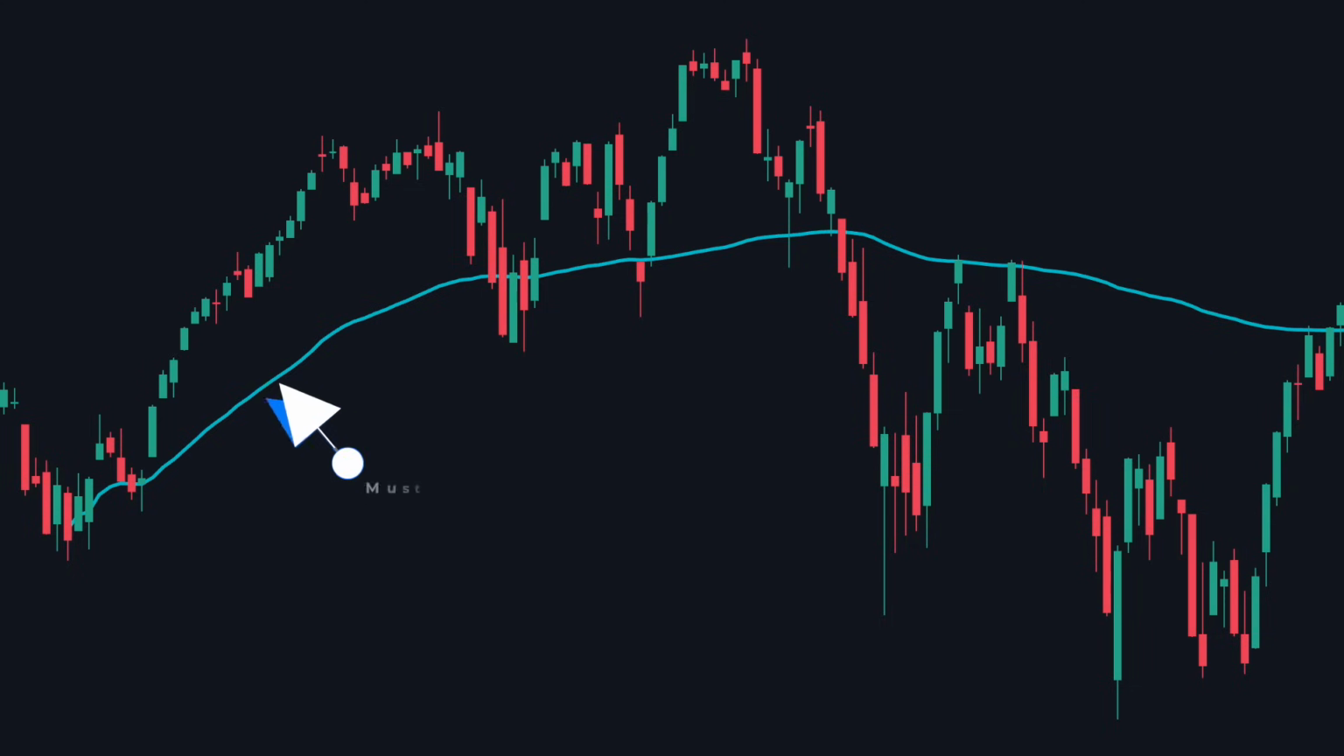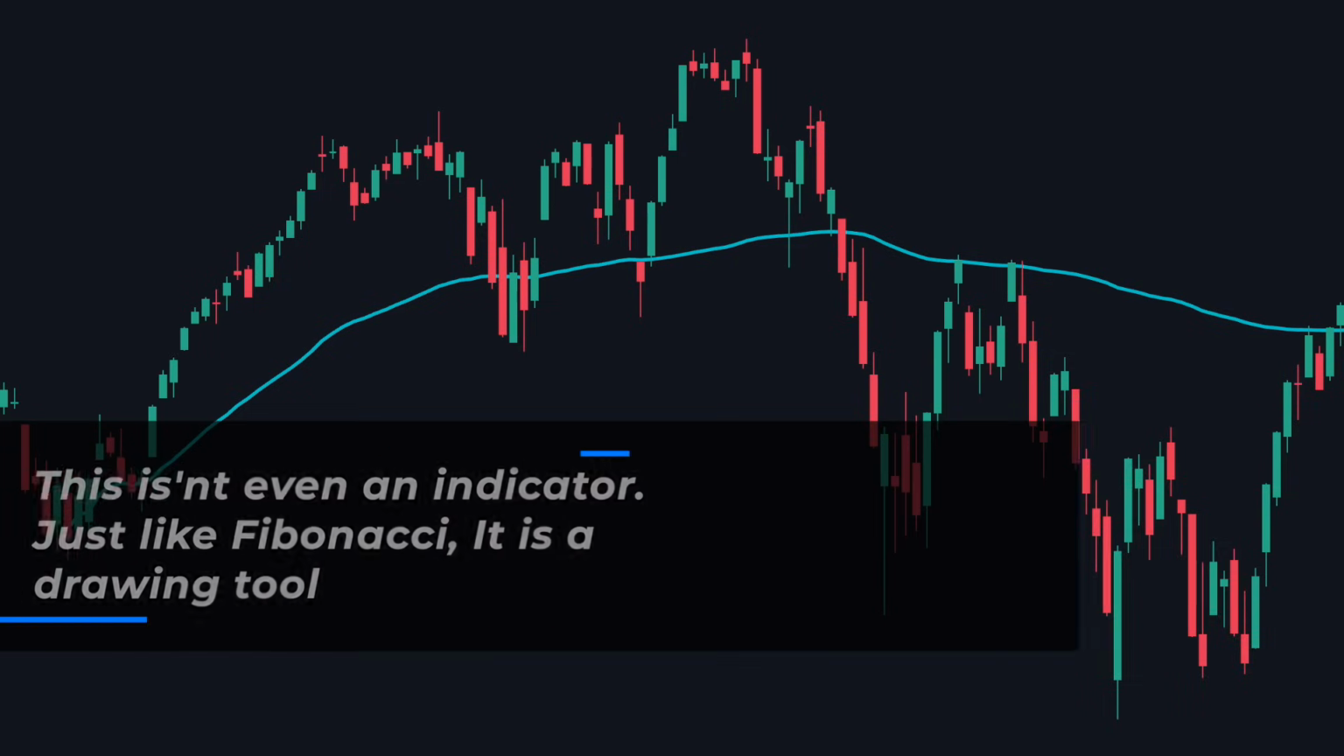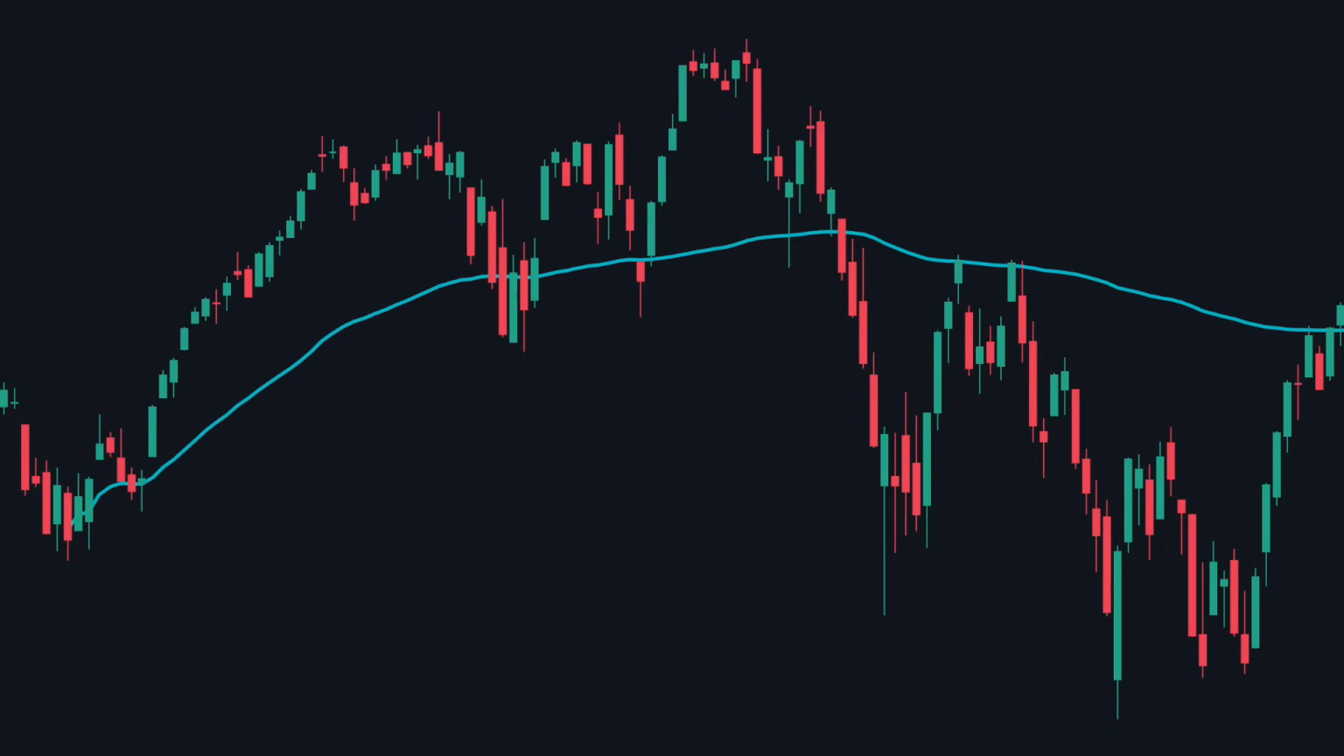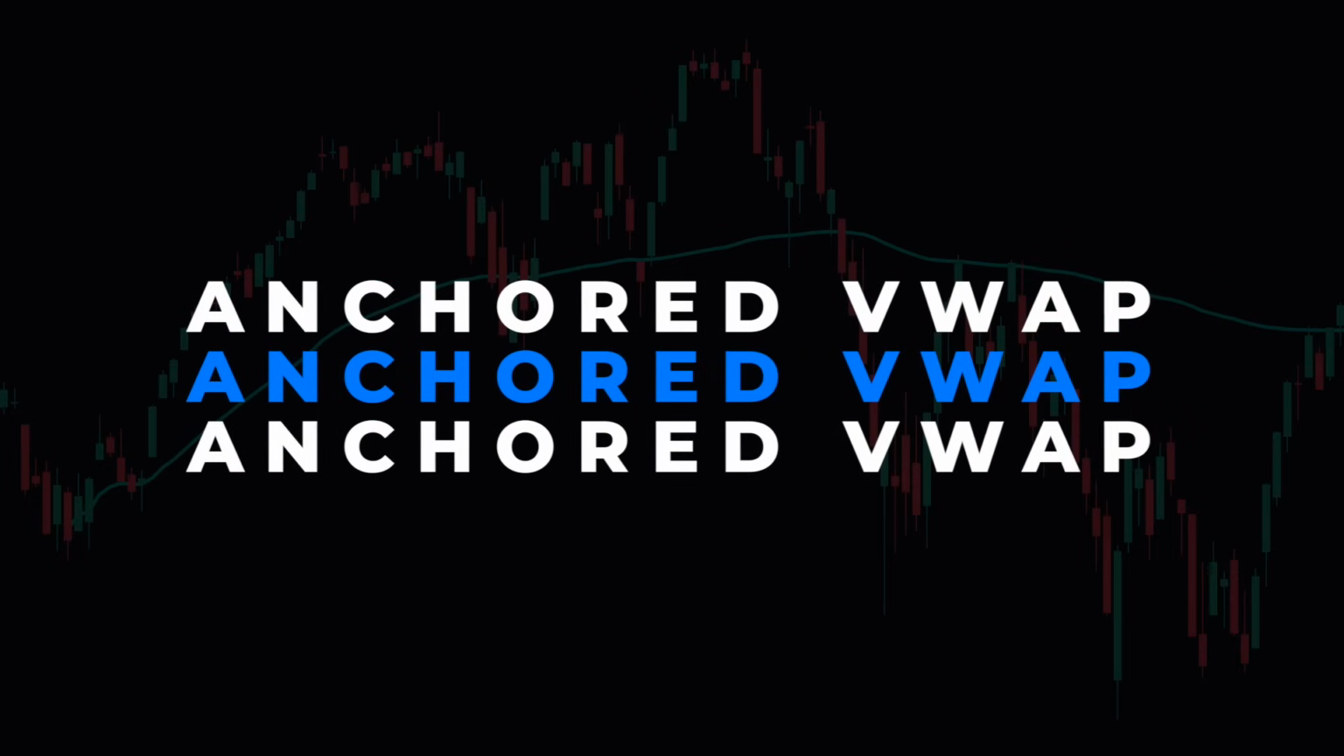Now I know what you're thinking. It must be a moving average with some complex calculations, but I promise you it's not. In fact, it isn't even an indicator. Just like the Fibonacci retracement, this is a drawing tool. The name of this tool is Anchored VWAP.